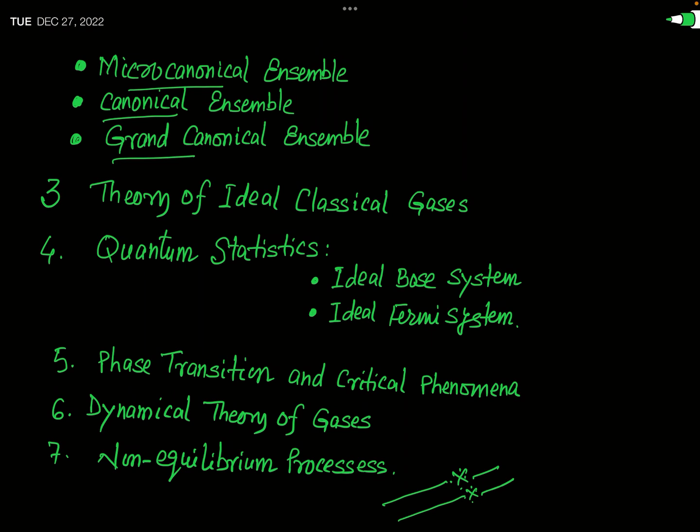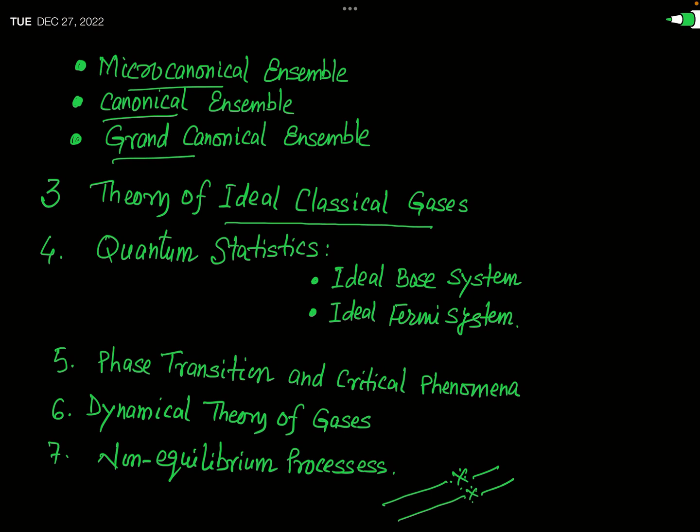After this ensemble theory, we will provide videos on the theory of ideal classical gases. When you say theory of ideal classical gases, it means you are talking about classical statistical mechanics, which is also known as Maxwell-Boltzmann statistics. In this theory of ideal gases, we will see the concept of ideal gases in the microcanonical ensemble. Okay, we will also see the concept of entropy. We will study a very famous paradox called the Gibbs paradox in this chapter, and many more.